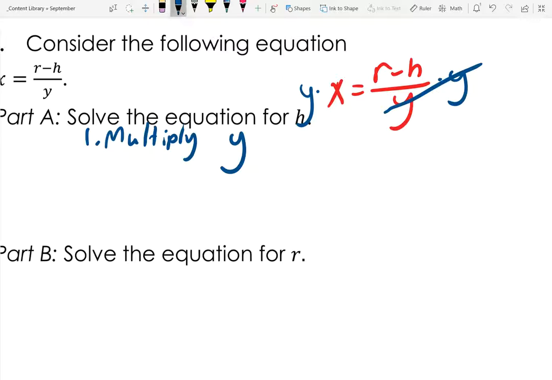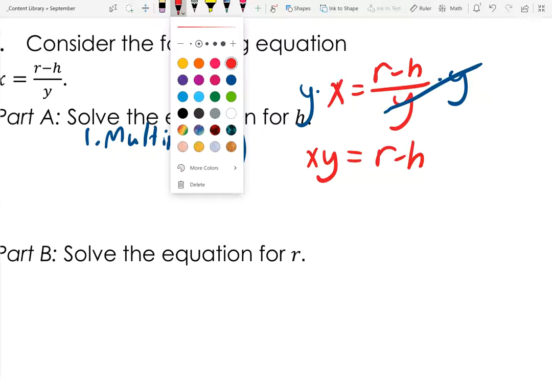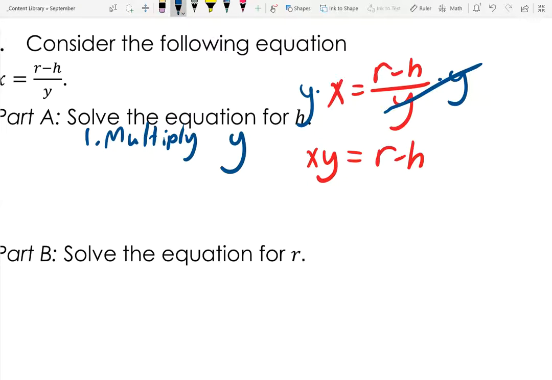Now that leaves us, y times x is just y times x. But I'm going to write it as x times y just because in math we normally do things in alphabetical order. So xy equals r minus h. The y is gone now, it's just r minus h. The next thing I'm going to do is subtract this r. I'm trying to solve for h, so I need to get rid of r. So since it's positive r, I'm going to subtract r. So step 2, subtract r.